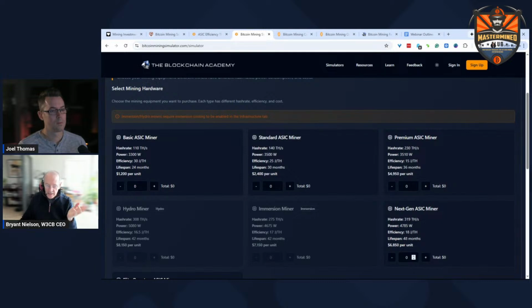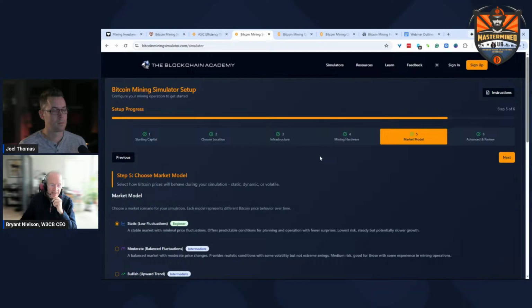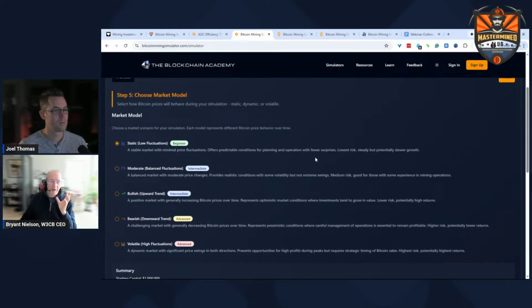So you could actually then go in and say, well, you know what, I'm going to choose here that I have the capacity for 200, but I'm going to choose 50 right here. And it's going to give me what my total cost is just to buy those miners. And of course, then I get to choose what kind of market I'm going to actually be choosing with.